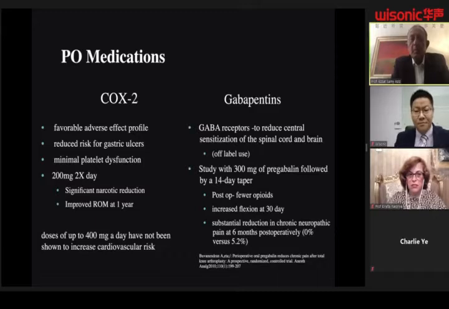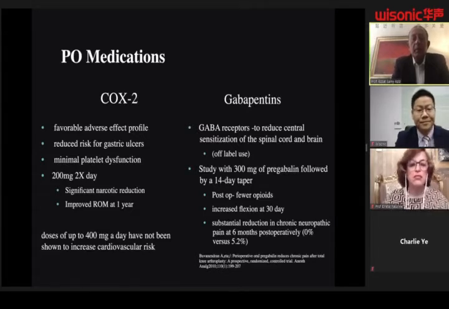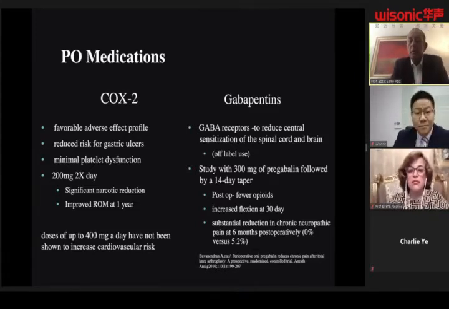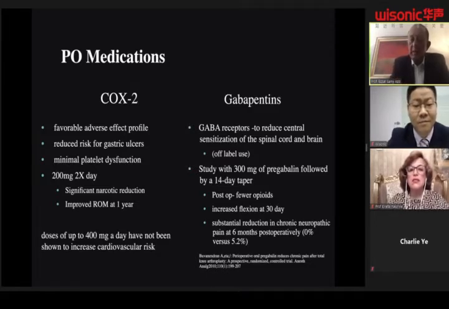COX-2 inhibitors are good because they don't have lots of adverse effects. There is a reduced risk of gastric ulcers. They have minimal effect on the platelet functions. And of course, if you give the patients COX-2, and there are some studies that if you use gabapentin, you would see that the flexion of the knee joints is better after 30 days. And of course, there is substantial reduction of the morphine use during this period. And most importantly, the incidence of chronic pain syndromes is much less 6 months after the operation with gabapentin and COX-2.